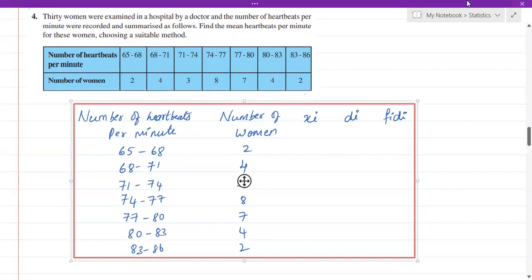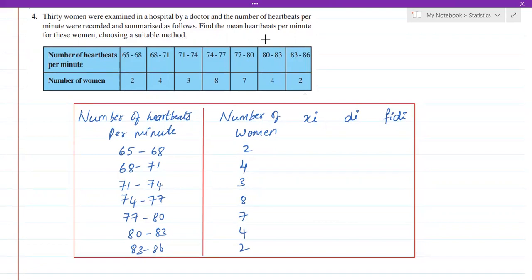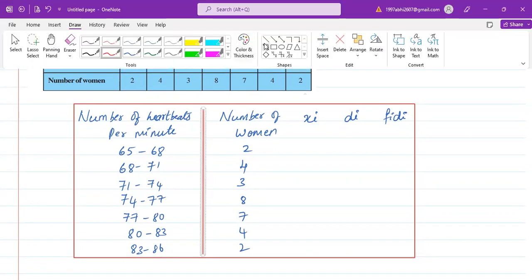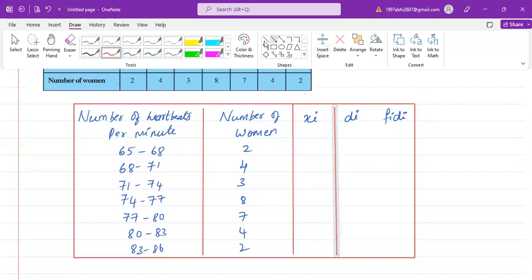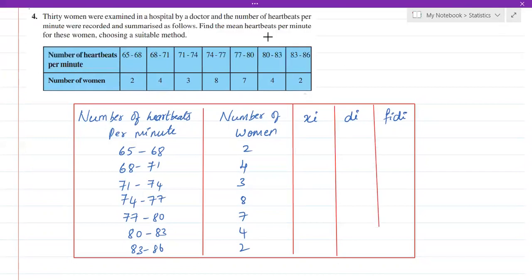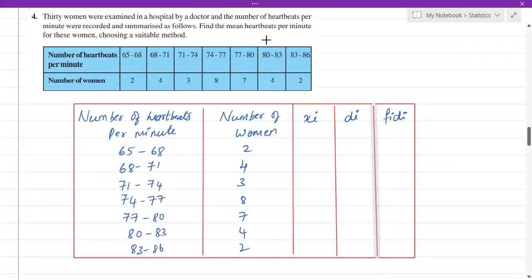So why we choose the assumed mean method is because the xi value is a bit larger, that is there in tens, and the fi value is a bit smaller. So let's use the assumed mean method. If both are small, then direct method. If one is bigger among them, then assumed mean method. If both are larger, then we are going to use the step deviation method. Okay, so let's solve this.